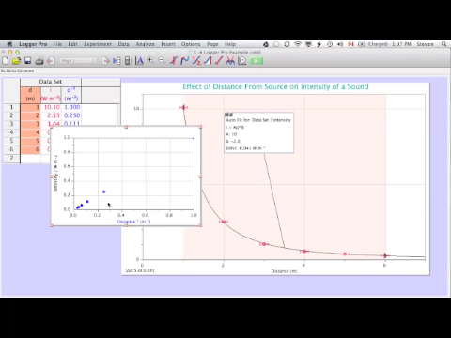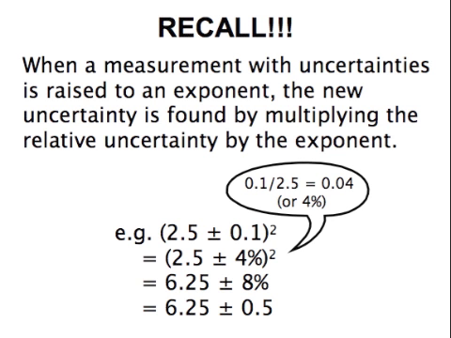Now there's one thing that's missing from this analysis, which is that the uncertainty for D to the -2 hasn't been included in the analysis. You can't simply use the uncertainties from the D column for the D to the -2. It's more complicated than that. As we talked about in a previous video, when you raise a measurement with an uncertainty to an exponent, you need to multiply the relative uncertainty of the measurement by the exponent.